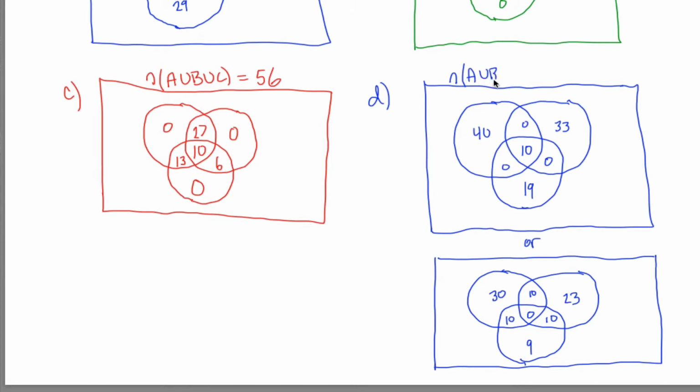A union B union C. 40 plus 33 plus 19. Well, let's see. 19 plus 33 is 52. And 40 and 10 is 50. And 50 and 52 is 102. Whereas down here, I got the number of elements in A union B union C is 30 plus 23 plus 9. 9 and 23 is 32. Plus 30 more is 62, plus 30 more is 92.